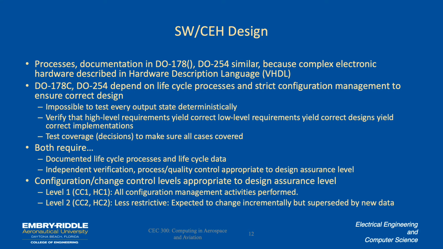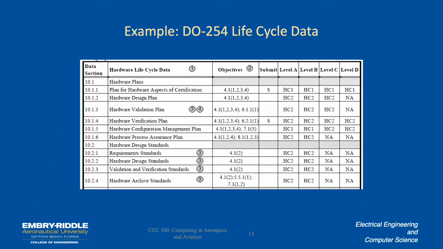And we mentioned you have to maintain change control and configuration control. There can be two levels for each one of these. Level one, where all configuration management activities have to be done, meaning you have basically a static document that you can only change under the most restrictive of circumstances. And then change level two, which is code change two for software and hardware change two for hardware, is less restrictive. It's going to change. And here's some of how these show up in the documents.